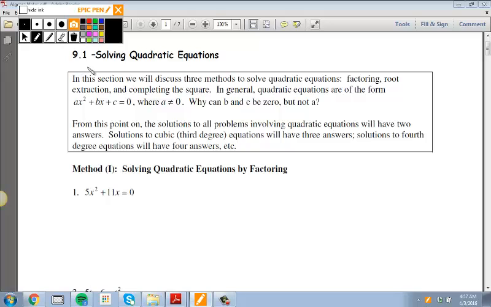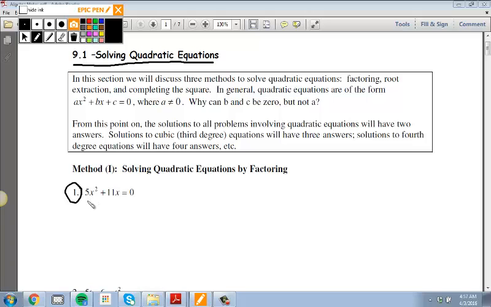In this video, we're going to do section 9.1, which is solving quadratic equations. And we started that the other day in class with the Pythagorean theorem problems. But we're going to review anyway how to solve some of these quadratic equations by factoring. Remember the first step in any factoring problem is to factor out the greatest common factor.